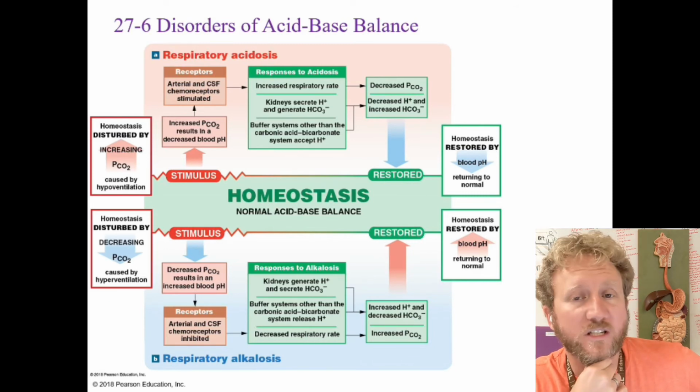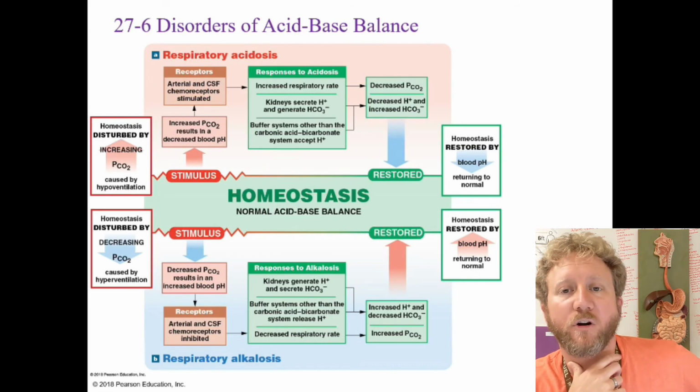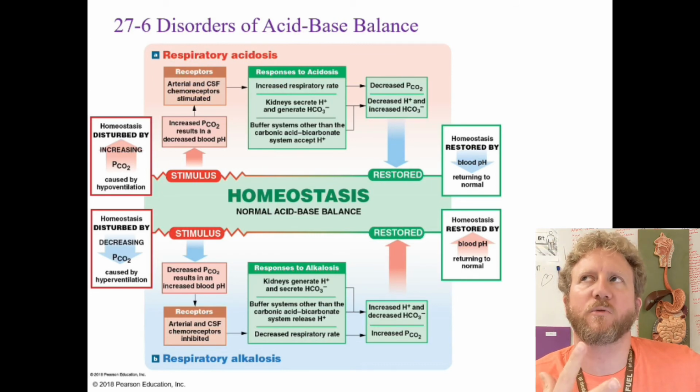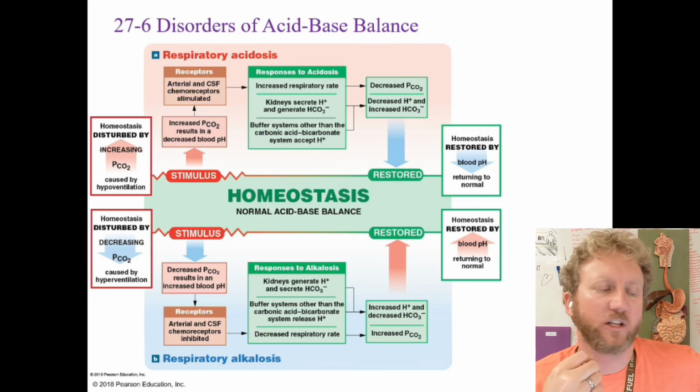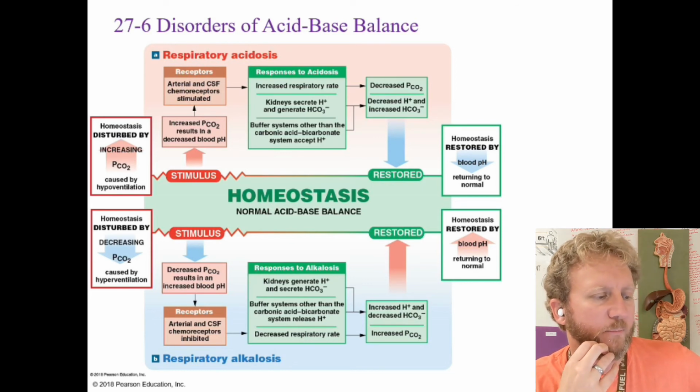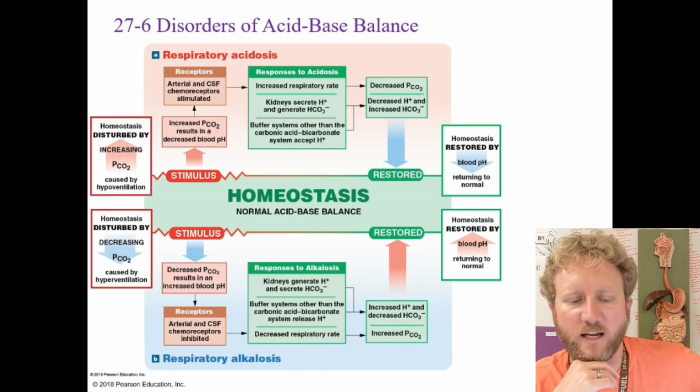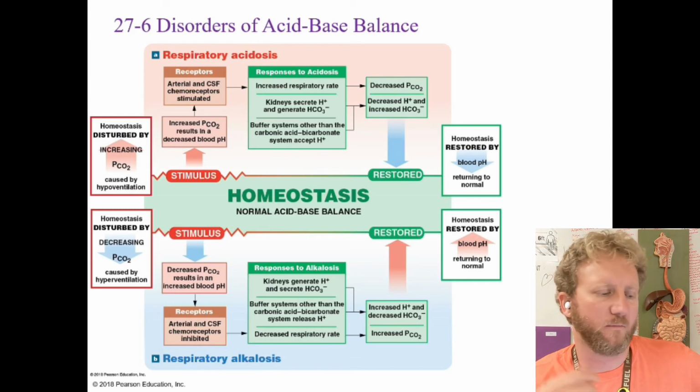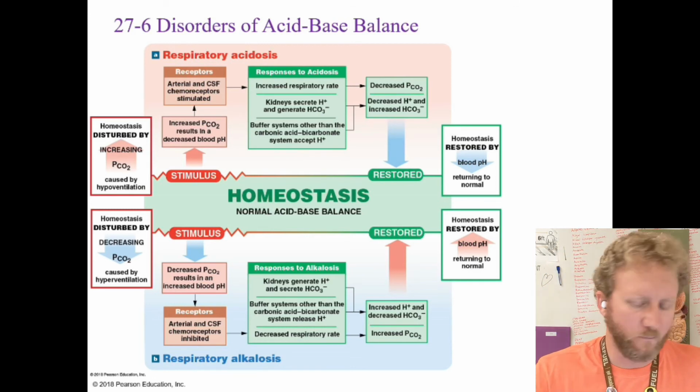Respiratory alkalosis is caused by hyperventilation, so your respiration rate is significantly higher than physiologically it needs to be. That can lead to hypocapnia, which is very low blood CO2 levels. That's going to cause your blood to become more alkaline.